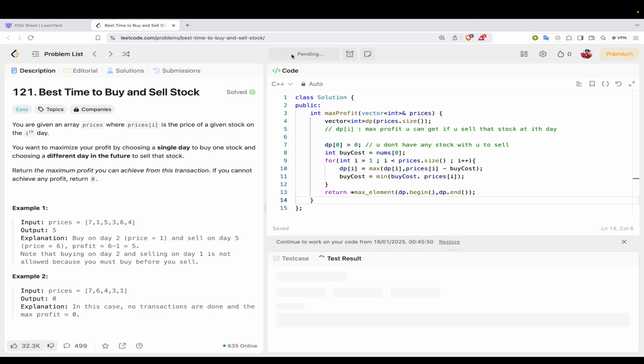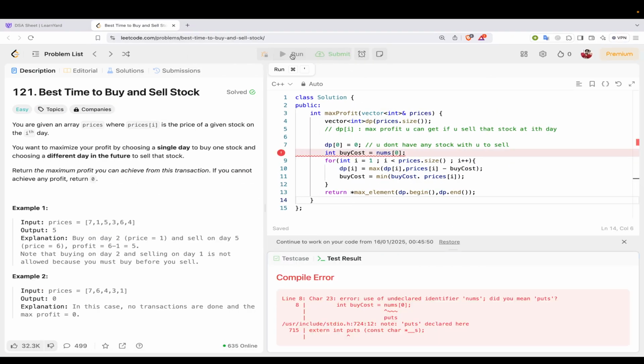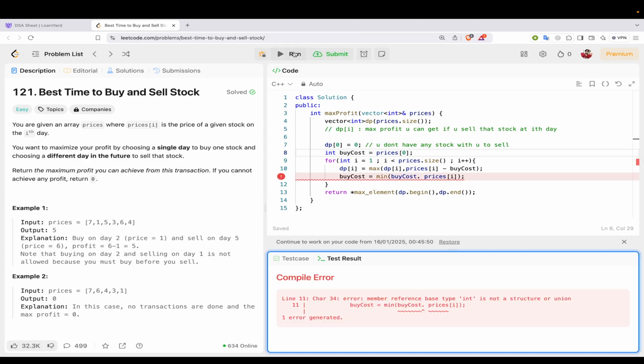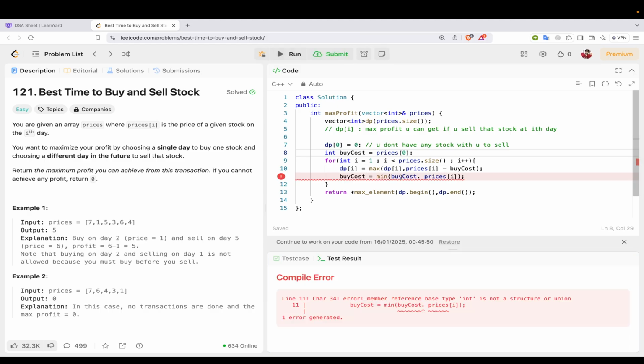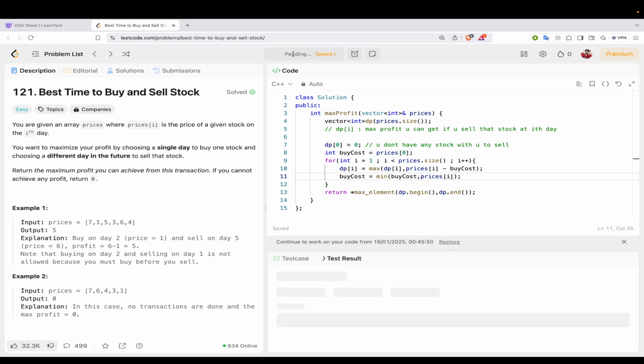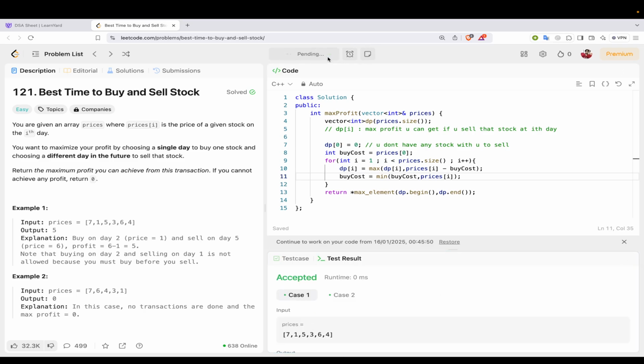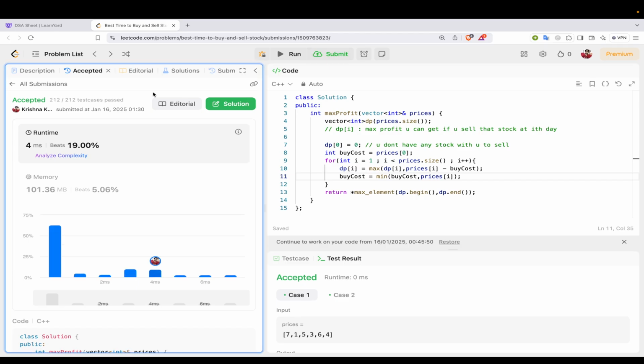Let's try to run it. रन करके देखते हैं। Oh, something went wrong. Int is not a structure or union. What is wrong with this? Oh, okay, this is dot. So it got accepted. Let's try to submit it. It should get accepted. So yeah, accept हो गया.